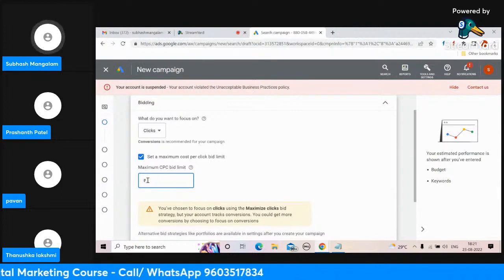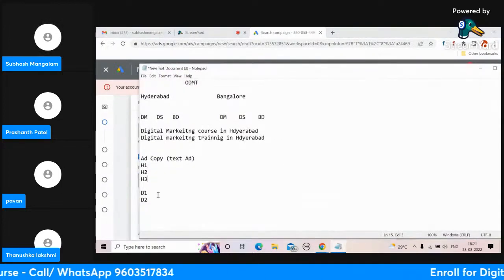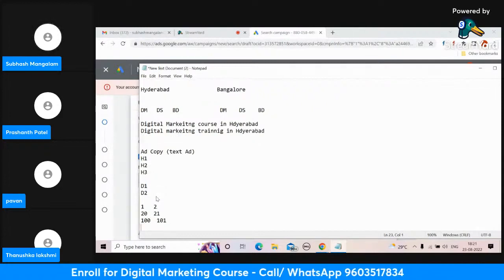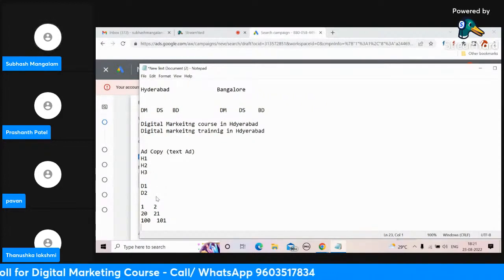If you ignore this, what happens? If you don't mention it, if your competitors say 1, Google says 2. If your competitors say 20, it says 21. If you say 100, Google says 101. 1 lakh also, 1 lakh 1 it will say. That's why you should have a control.